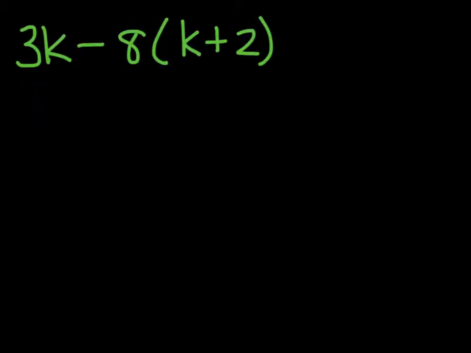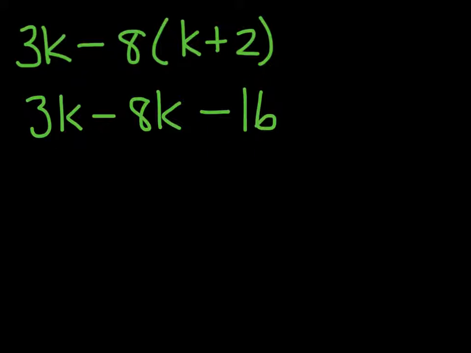Here's another expression that includes parentheses. Let's solve this one together as well. So we'll start with 3k. We'll use the distributive property to distribute 8. So we'll have minus 8k minus 16.